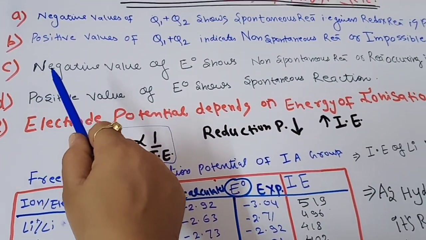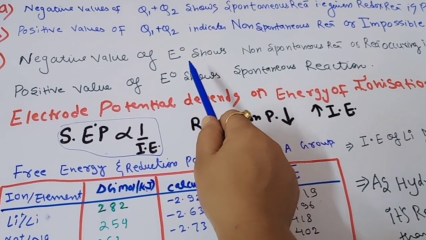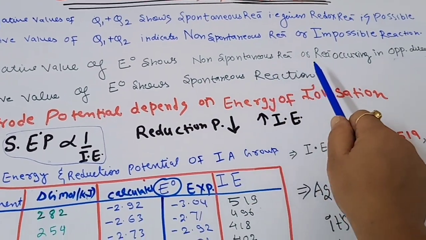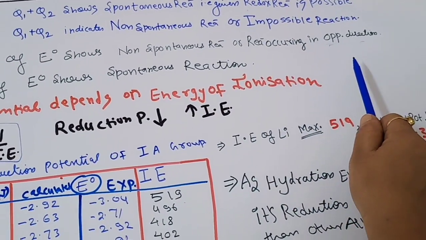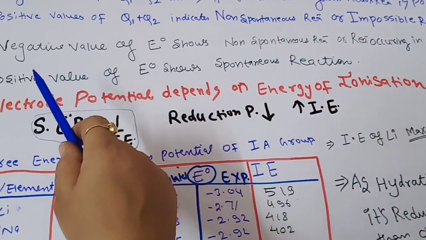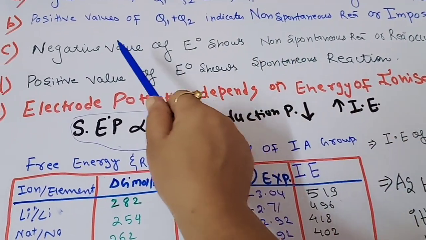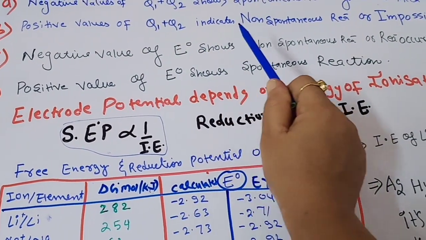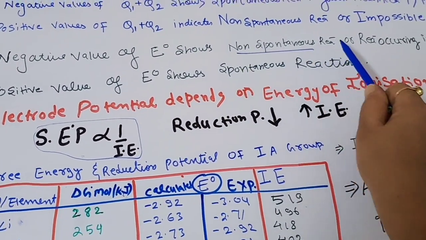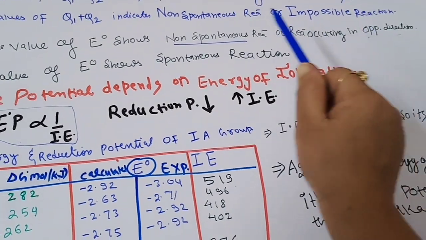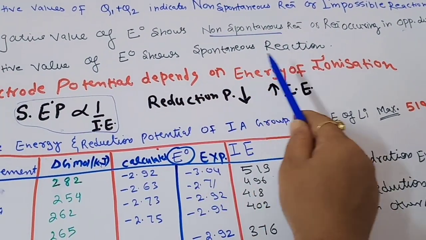Third point: the negative value of electrode potential shows a non-spontaneous reaction, that is, the reaction can occur in the opposite direction. Or we can say that positive values of E° show spontaneous reactions. So if negative values are there, the reactions are non-spontaneous, or they will take place in the opposite direction. A positive value shows the reactions are spontaneous.